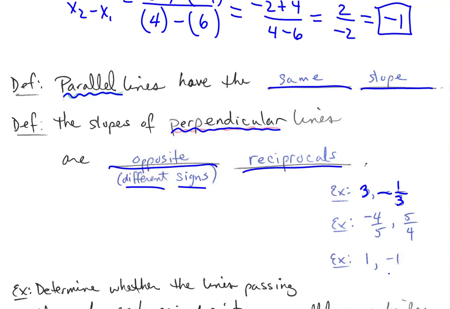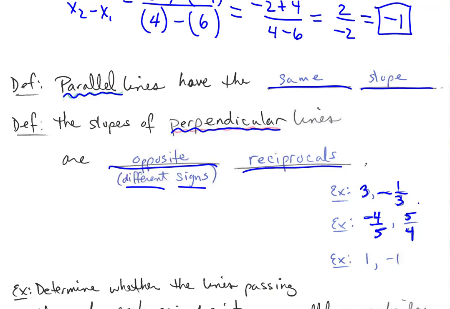Another example could be negative 4/5 and positive 5/4. Again, notice they're opposite signs. One's positive, one's negative, but they're flipped upside down, which makes them both opposite and reciprocals. In any pair of opposite reciprocals, like we've seen in those two examples, you will usually find that one of the pair is a fraction.